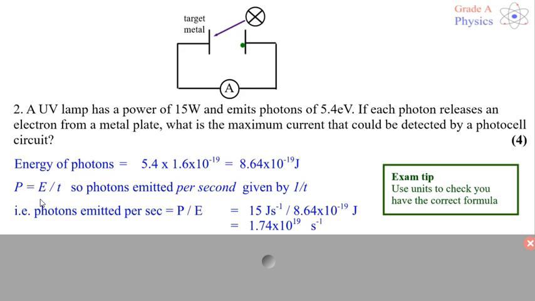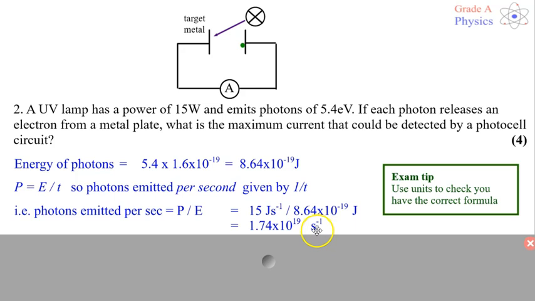There's various things we can think about to help us understand this. One is to look at the units. So we know the units of power are watts, and 1 watt is 1 joule per second. So I could write 15 joules per second. And I know that the energy of a photon is in joules. So if I divide joules per second by joules, the joules cancel and I end up with s^-1, which is what we need for photons per second.